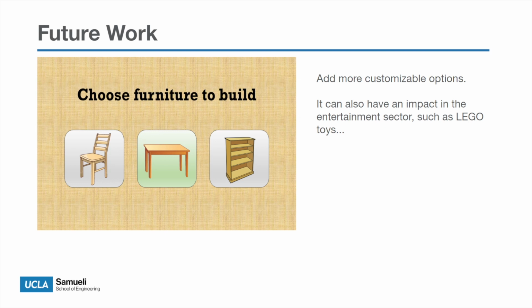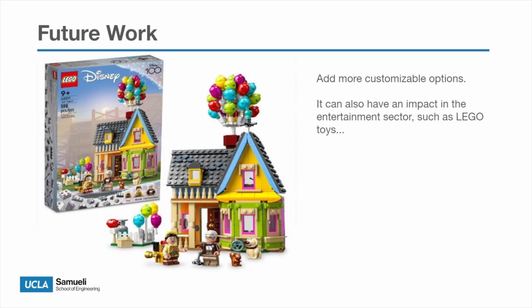In the future work, we hope to introduce more assemblable furniture, such as chairs, bookshelves, and beds. Apart from assembling furniture, our project can also make a contribution in the entertainment area, such as Lego toys, like shown in the picture. Most Lego toys consist of hundreds of pieces to be assembled, and our project can work well in this regard. It can eliminate the frustration of not understanding the instruction manual.